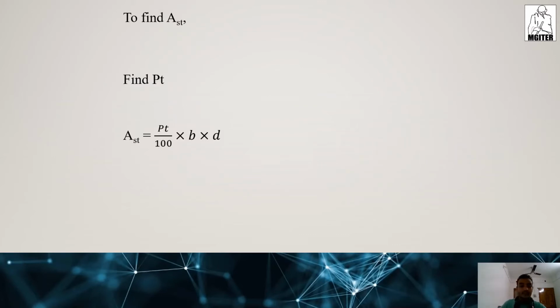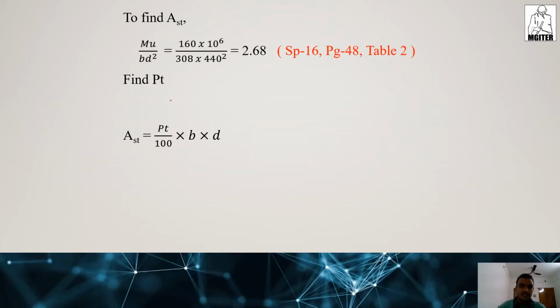Okay, from the cross section of the beam we have to find the area of steel. So first of all we need Mu upon b d square: 160 into 10 raised to 6 divided by 308 into 440 whole square, which is 2.68. This is the Mu upon b d square equation. Now we go to SP 16 page number 48, table 2, to find pt.